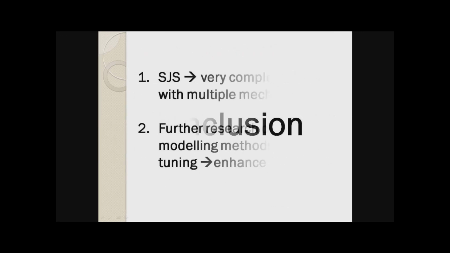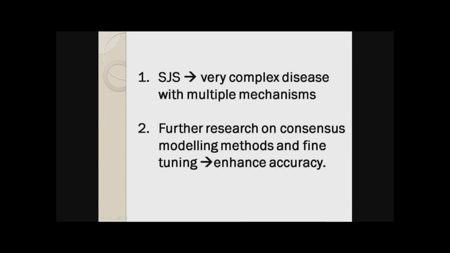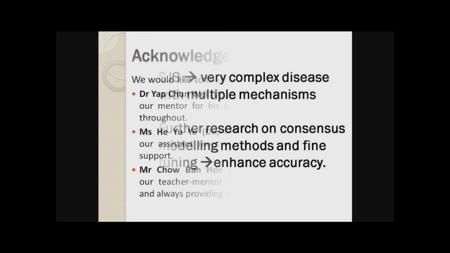In conclusion, SJS is a very complex disease with multiple mechanisms, and thus a 66% accuracy in our results is highly encouraging. Second, OCSVM and consensus modeling methods have a lot of potential in being useful tools for facilitating the prediction of different types of rare but serious ADRs in the early stages of drug development. Further research and fine-tuning of modeling methods can further enhance the accuracy of our model.